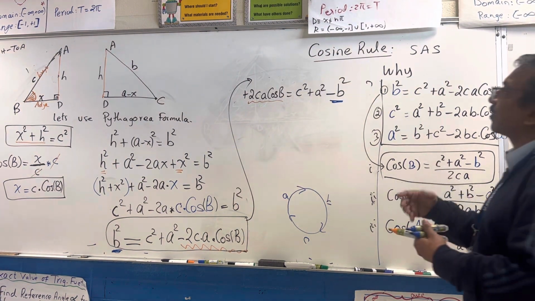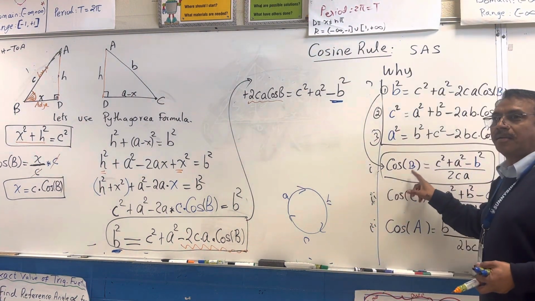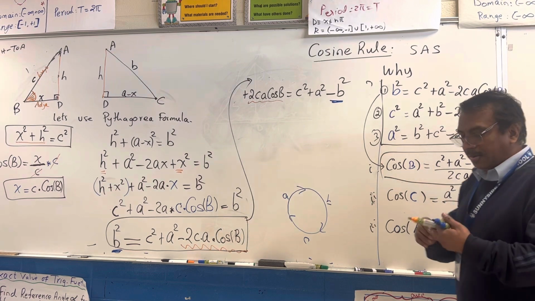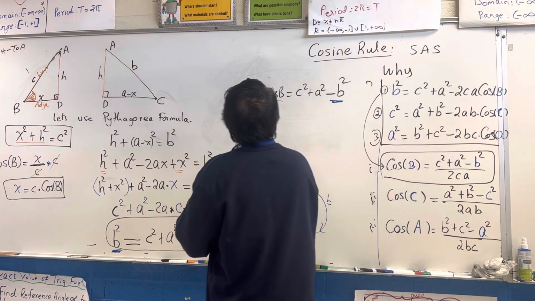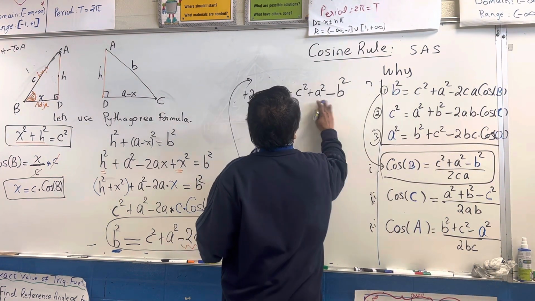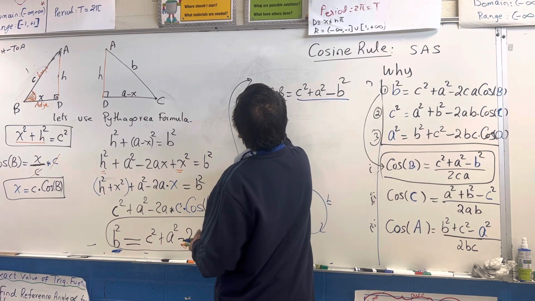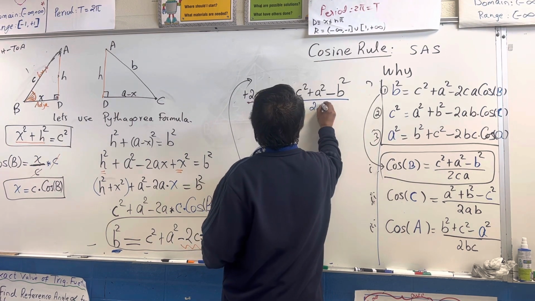And why did we do this? Because the next step is you want to get this part. The goal is, hey, what is cosine b? So let's divide both sides by this 2ca, 2ca on this side.